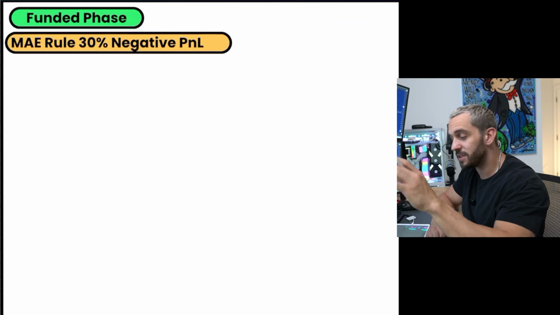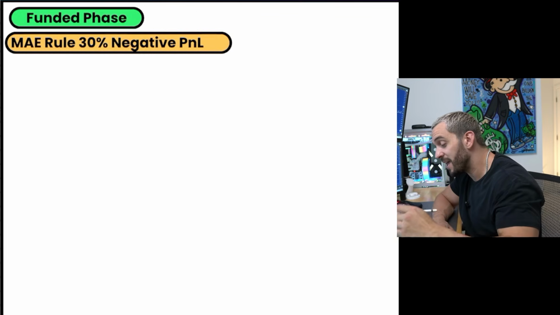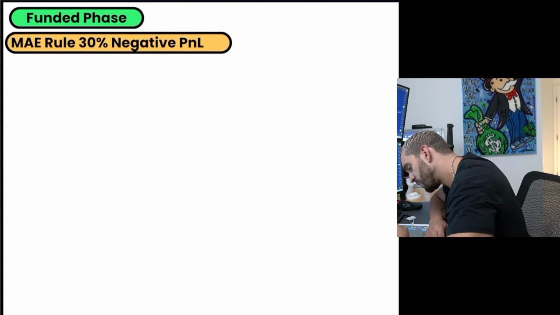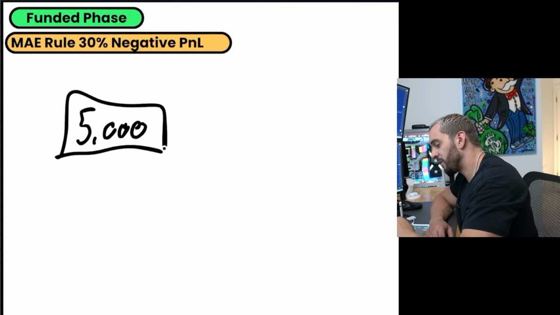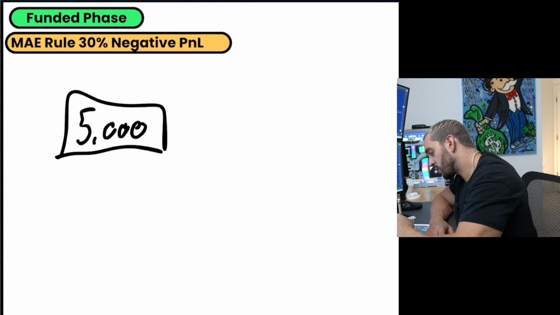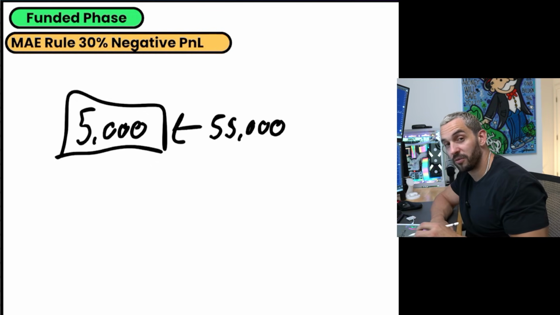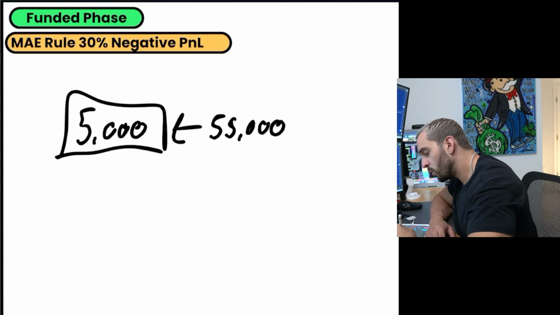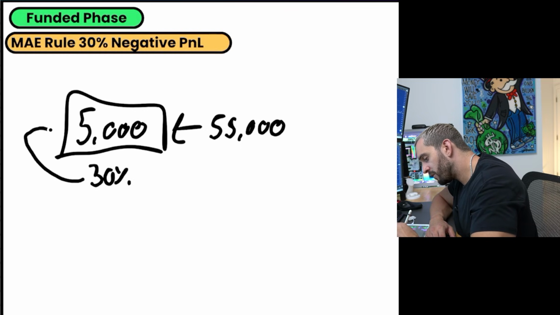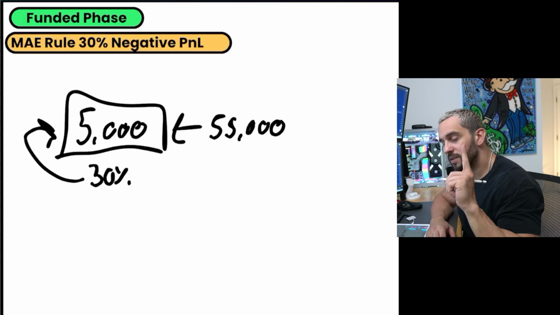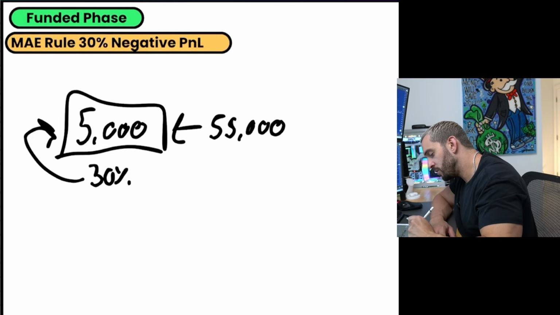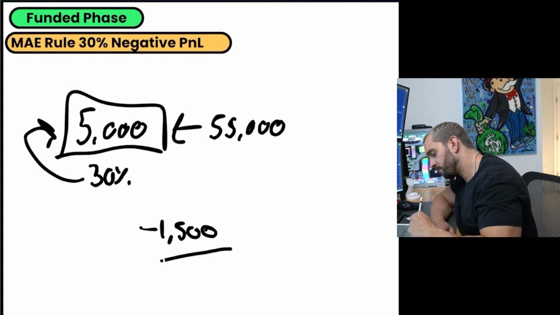It's not the same as your daily loss limit. Your daily loss limit is for the entire day. The MAE rule works like this. Let's say at the beginning of the day, you're sitting on $5,000 in profit. This is your balance on a $50,000 account, so you're actually sitting at, we'll call it, $55,000 balance. You have $5,000 in profit. The way this rule works is you are not allowed to lose more than 30% of whatever your profit is in one single trade. So basically, when you take a trade, you cannot reach $1,500 in drawdown, and that's it.